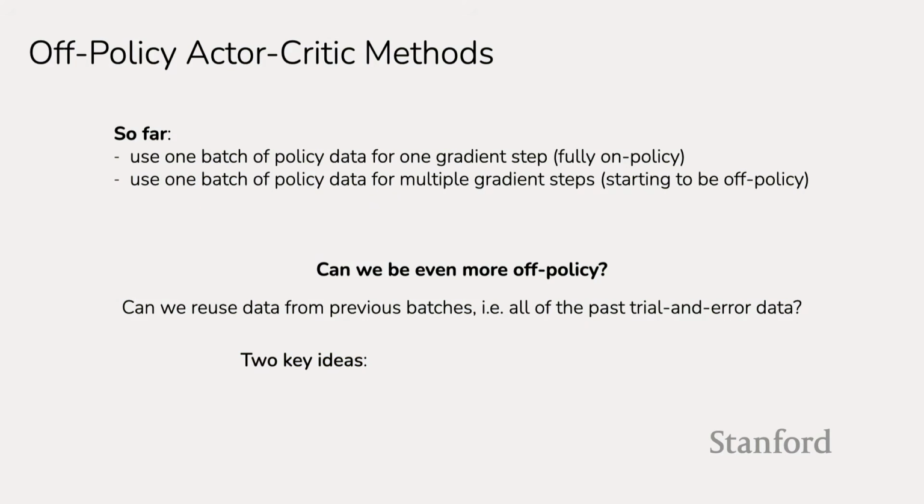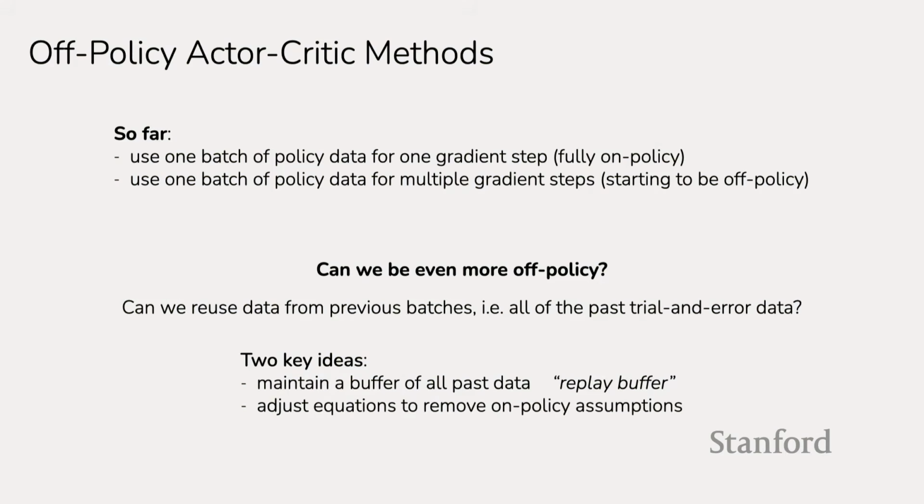There are 2 ideas for doing this. One is that we need to retain all of our past data. We'll use a term called a replay buffer that you saw in homework 1, where we will have a data set of past data. We'll keep on adding to it, and at some point, we might also remove some very old data from it. This is called a replay buffer because you're replaying your past experiences. And the second idea is we need to adjust some of the equations to remove some of the on-policy assumptions in order to be able to use all of our past data.